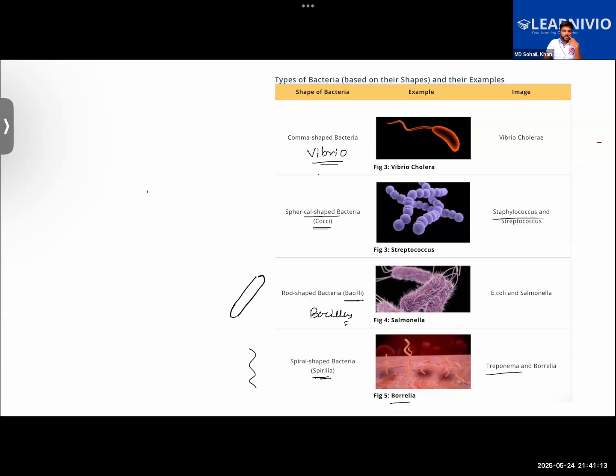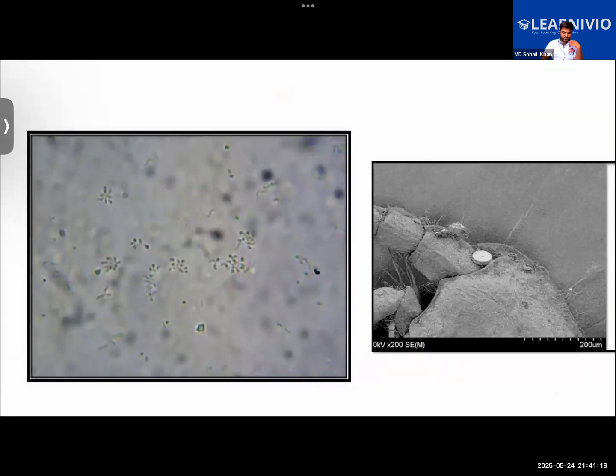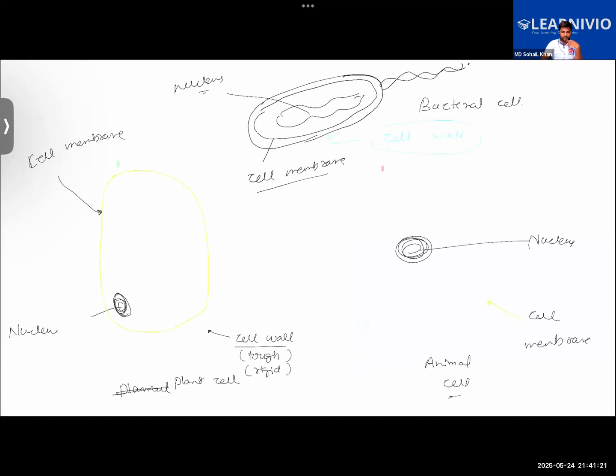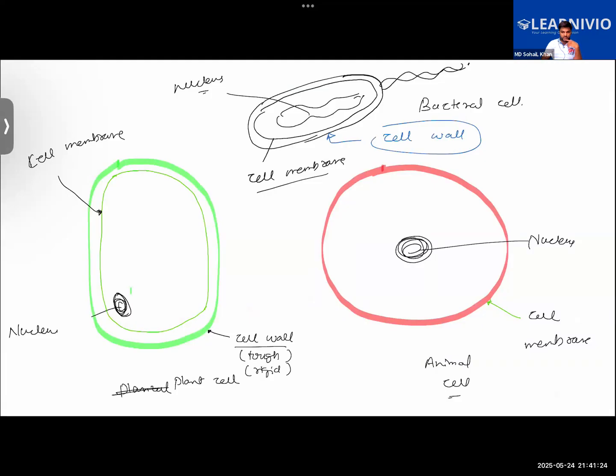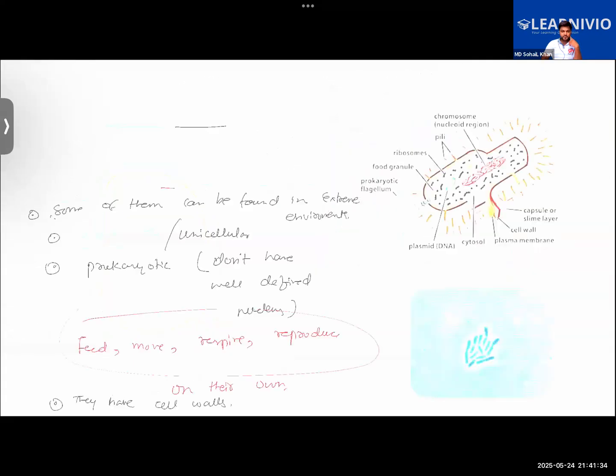No, sir. They don't have. No, actually, bacterial cells have the cell wall around them. That was one of the points which I mentioned. Animal cells do not have the cell wall in them, but the bacterial cells do have a cell wall around them.